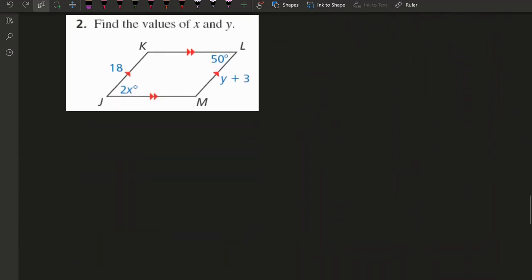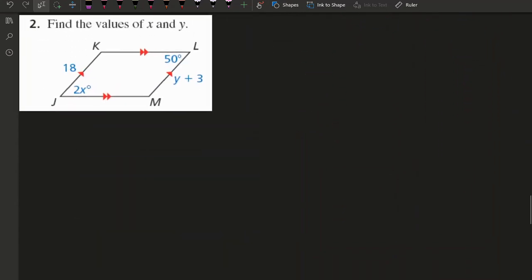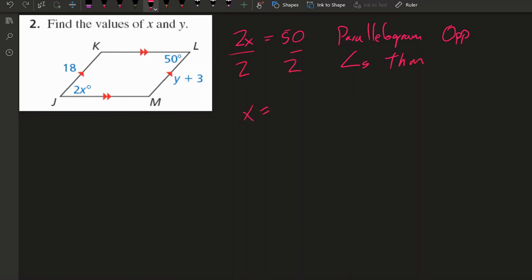Okay, so let's do some simple examples. Find the values of x and y. Well, this one's pretty straightforward. If I look at x, I can say that 2x and 50, these are opposite angles. So I can say that 2x is equal to 50 because of the parallelogram opposite angles theorem. And then I can just divide by 2 and get x is equal to 25 because of algebra.